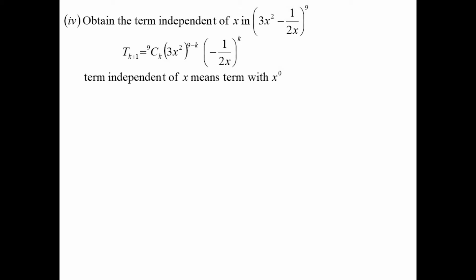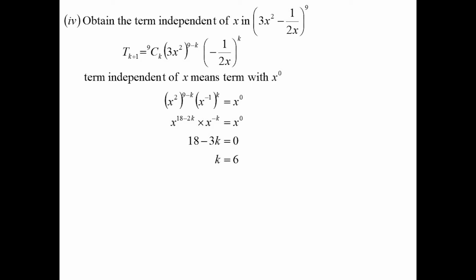Okay. I'm not going to worry about the 9ck and the 3 at this stage. All I'm interested in are the x's. So I've got x squared to the power of 9 minus k. The second parenthesis, I've changed that to x to the negative 1 because it's on the bottom of the fraction. That'll be to the power of k. We want to end up with x to the power of 0. So, using a bit of index laws, we get that the power of x is 18 minus 3k. Solving that to be 0, we get k is 6.